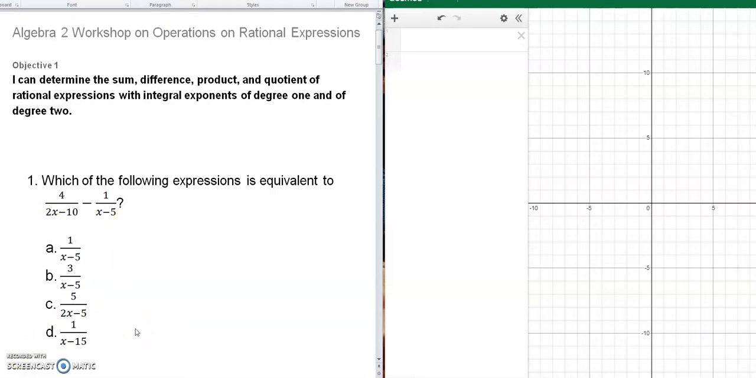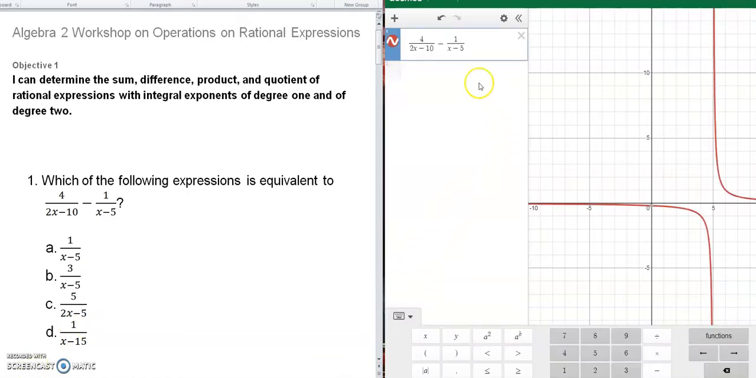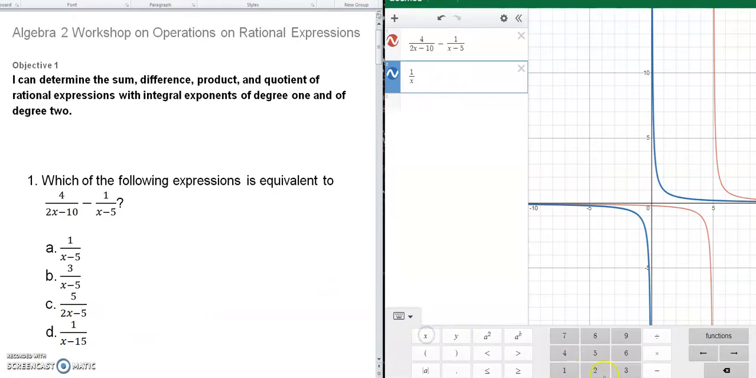Please understand that if you are only dealing with one variable, then you can use Desmos. So let's go ahead and plug this in on Desmos. After plugging it in on Desmos, this is the graph that we came up with. The answer is the one that will go on top of this one. So let's go ahead and plug in all the answer choices. All right, so as you can see, when I plugged in choice A, it went on top. So therefore, the answer here is letter A.